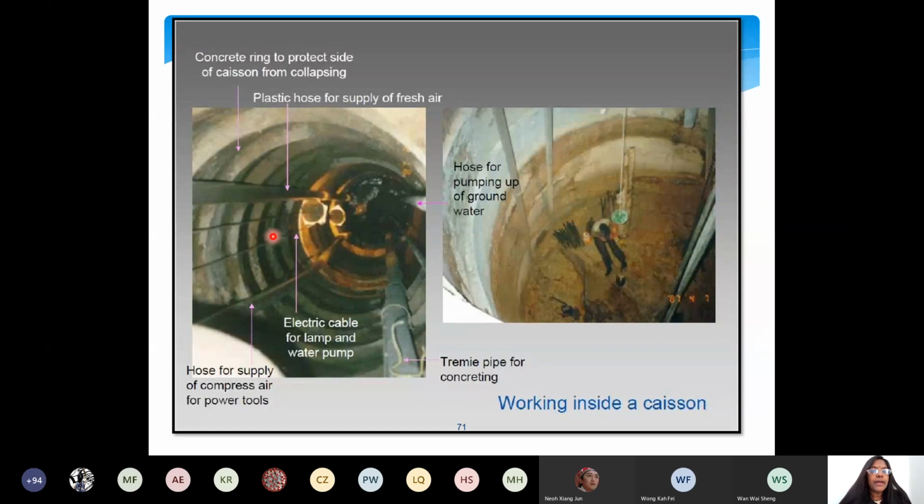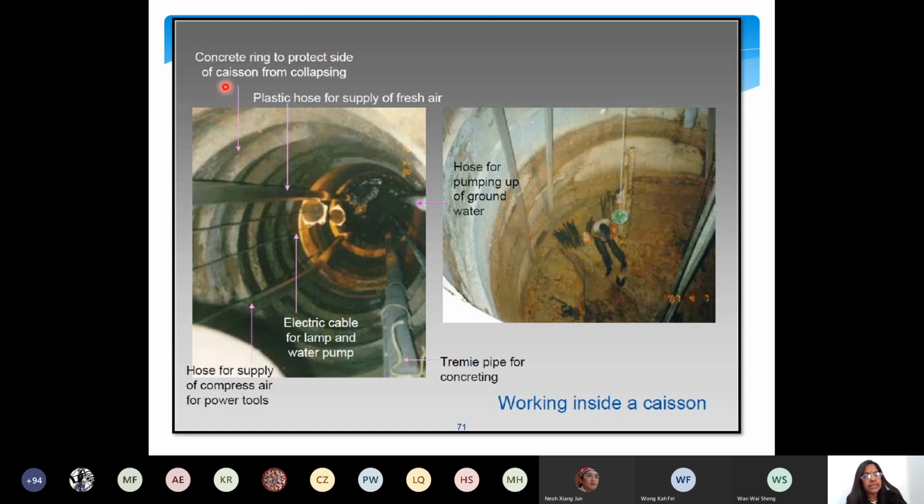What is this? A hose. See the parts. Plastic hose for supplying fresh air. People work at very deep levels, right? As you go down, what will happen? Will the pressure be less or more? Yeah, the pressure. Less air, no air for him to breathe. So you need to supply air.